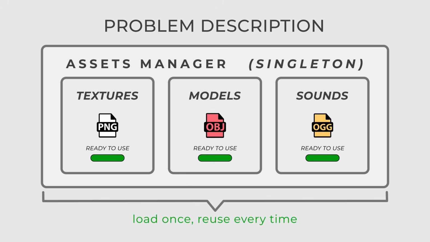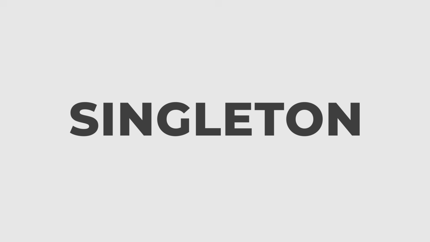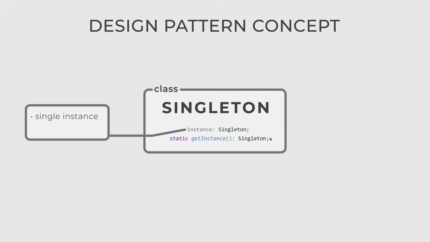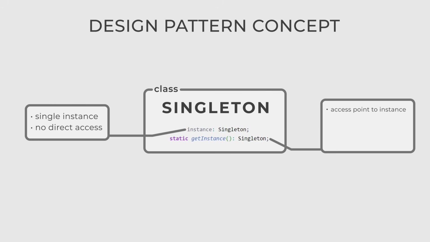Now, let's talk about Singleton itself. The Singleton design pattern is a creational design pattern that ensures a class has only one instance and provides a global access point to itself. Singleton ensures that a single instance of a class is created and shared throughout the life of an application, which prevents multiple instances from being unintentionally created.